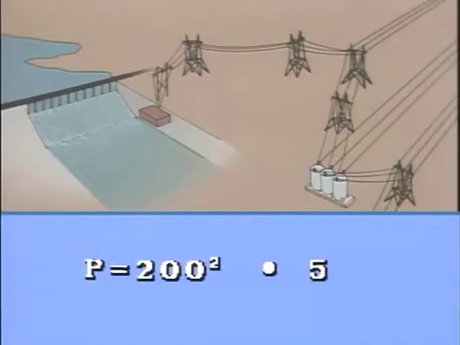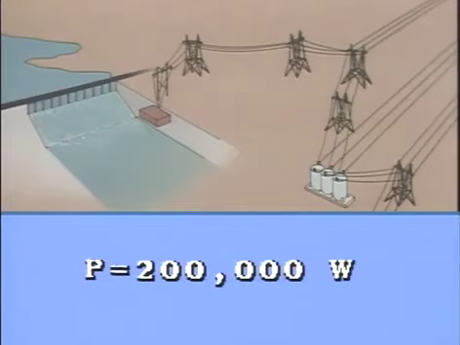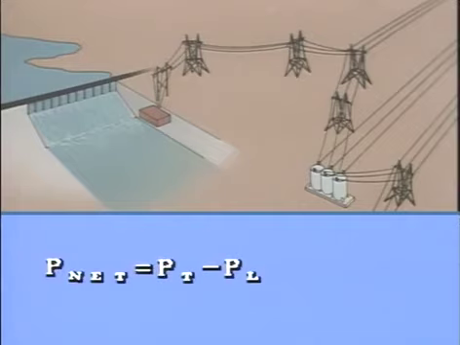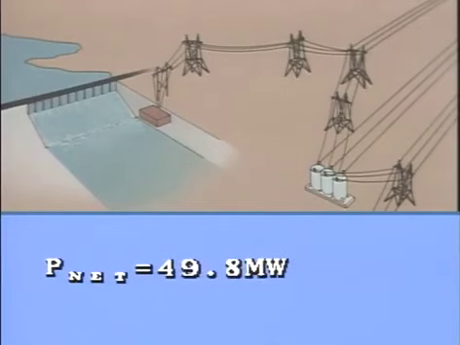Substituting the values for current and resistance, the equation reads P equals the quantity 200 squared times 5. Squaring 200 gives us 40,000 times 5. 40,000 times 5 equals 200,000 watts. This can be converted to 0.2 megawatts of power loss in the 50-mile line. The net power at the distribution station can be determined by taking the power transmitted and subtracting the power loss. So if the power in the phase is 50 megawatts and there's a power loss of 0.2 megawatts, the distribution station receives 49.8 megawatts of power.